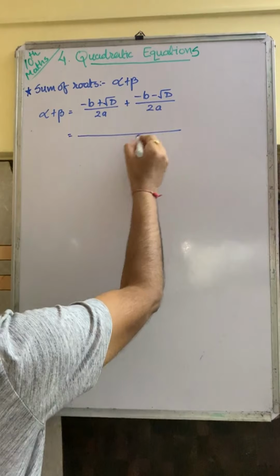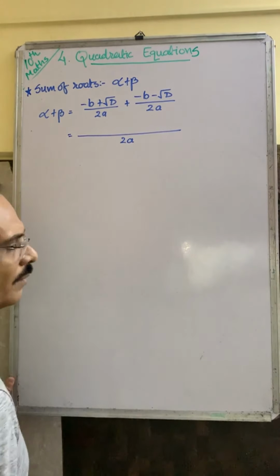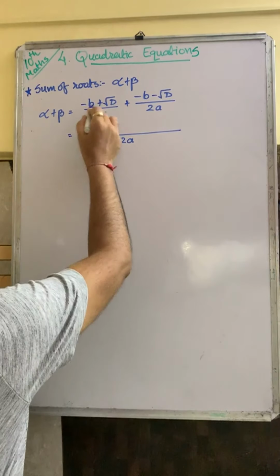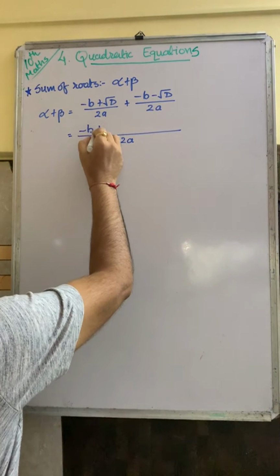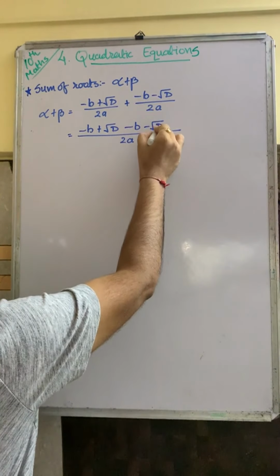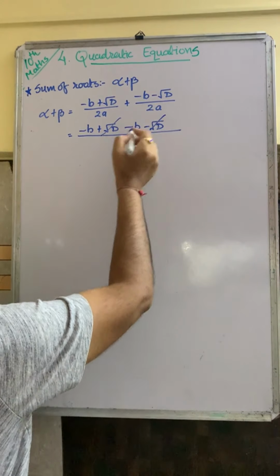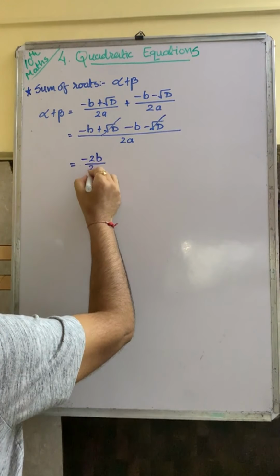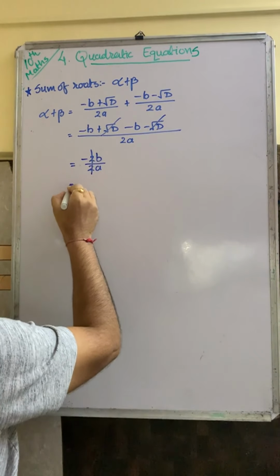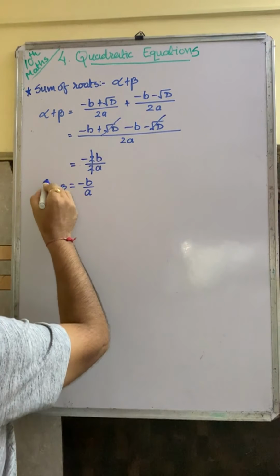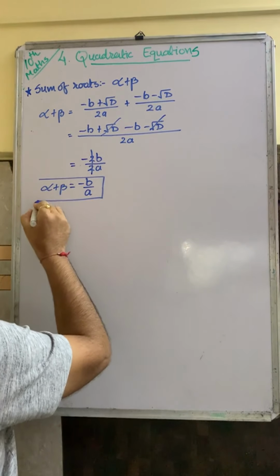Simplify. Take LCM, 2a. Both the denominators have 2a, no need to multiply. So first numerator keep it as it is, and the second numerator also keep it as it is: minus b minus root d. Plus root d and minus root d cancel, minus b minus b is minus 2b upon 2a. 2 cancels, minus b upon a. Alpha plus beta equals minus b upon a.